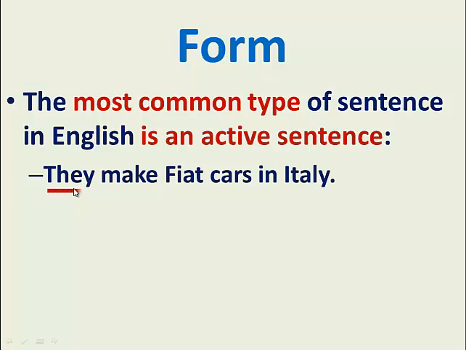It starts with the subject they, and then the verb make, and then we have an object of the sentence, which is Fiat cars, and then we have a time expression in Italy. They make Fiat cars in Italy. So a typical English sentence starts with a subject, has a verb, and an object.